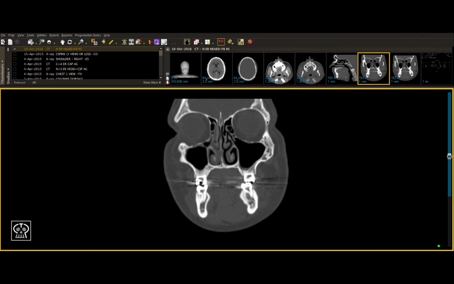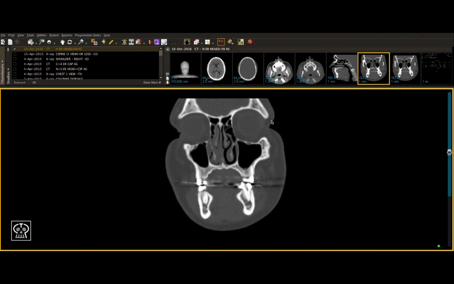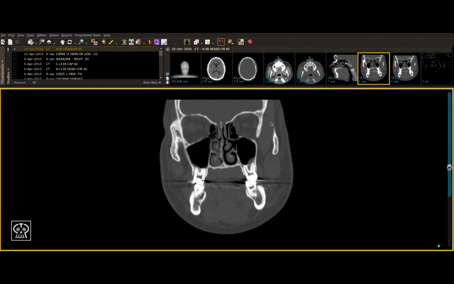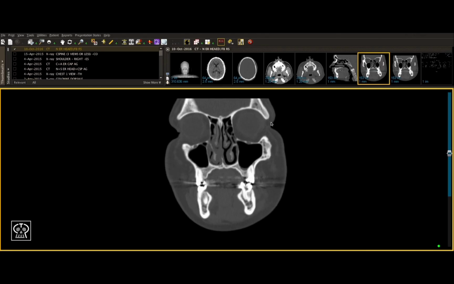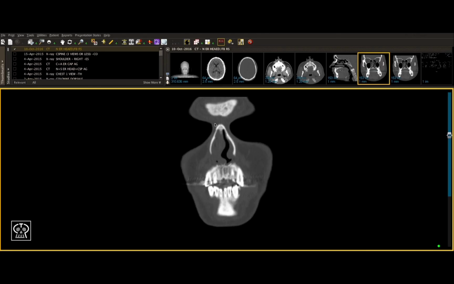Although this might look like a fracture of the lateral orbital rim, it is in fact a normal suture line, or the zygomaticofrontal suture, ZF. After inspecting the rims on one side, it's important to always remember to scroll all the way back and check the other side.